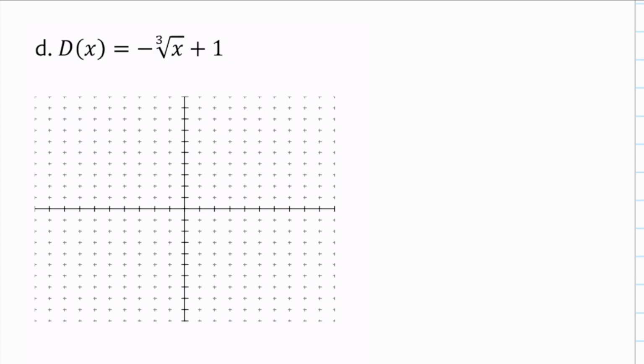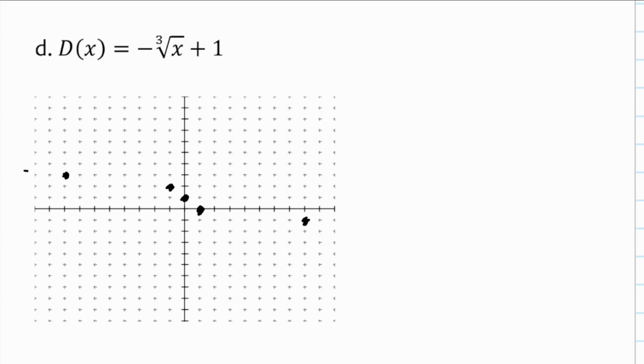Right, negative cube root of x plus 1. Okay, that'll just look like regular cube root made negative. But I think I've got room for 8. 2, 4, 6, 8. Down by 2. Yeah, I'm going to do that. 2, 4, 8. Up by 2. Oh, but that needed to be 1 up like that. Yeah, that'll be better.